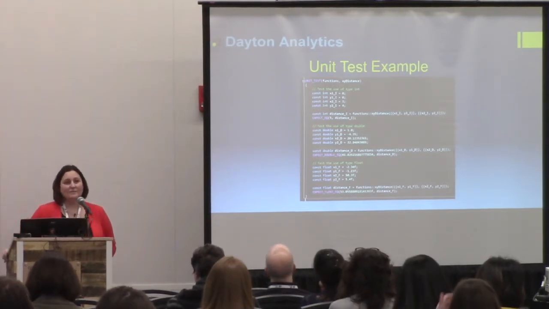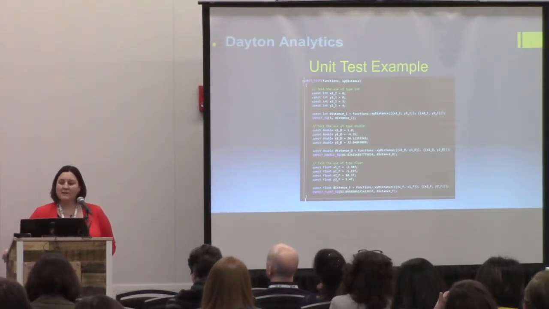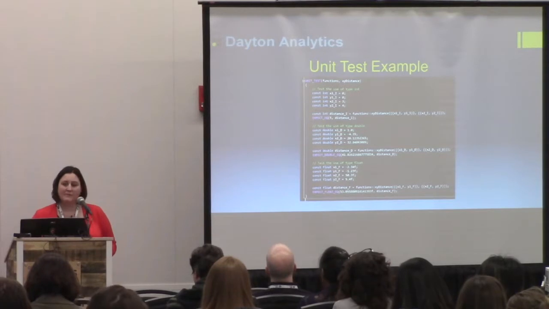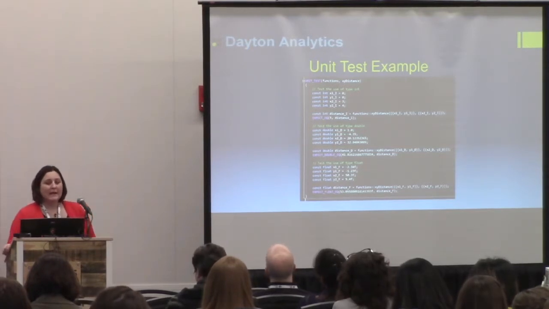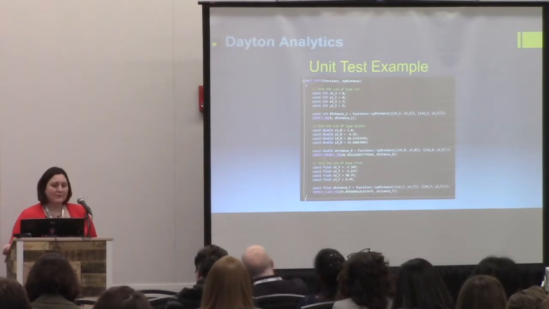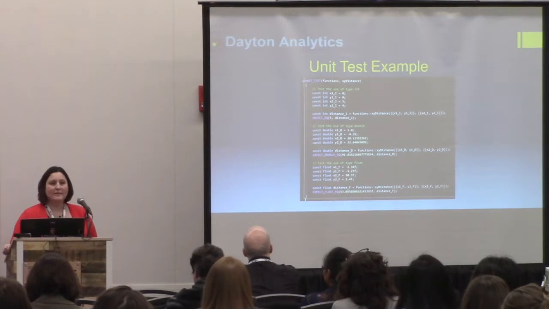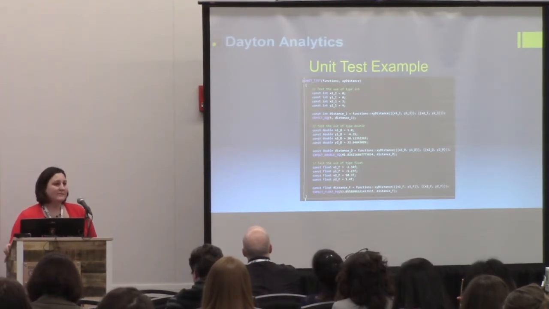There are testing frameworks out there that are language specific. There is something called RUnit if you're using R. I frequently use GTest, Google Test, for C++. And so this is a really simple example. This function takes two vectors that each represent an XY coordinate in space, and it just returns the distance between them.